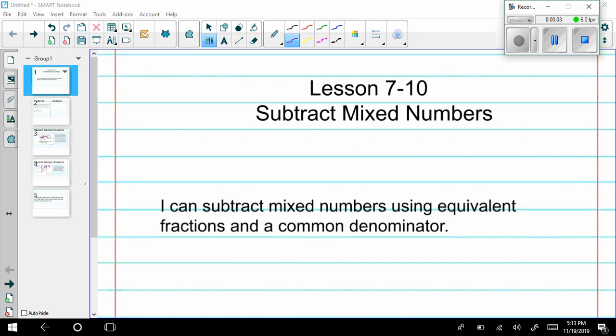Hi, tonight's lesson is lesson 7-10, subtract mixed numbers. I can subtract mixed numbers using equivalent fractions and a common denominator. Push pause in the video now to write the lesson number, title, and I can statement on a new piece of paper in your math notebook. Push play when you are ready to continue.